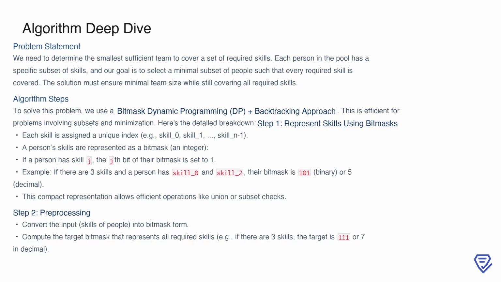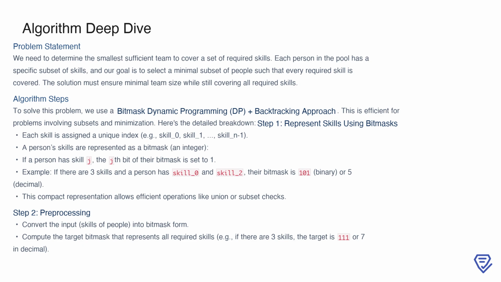First, we represent skills using bitmasks. Each skill is assigned a unique index, and a person's skill set is represented as a bitmask, where each bit corresponds to a skill. If a person has a particular skill, the respective bit is set to 1. For example, if there are 3 skills and a person has the first and third skills, their bitmask is 101 in binary, or 5 in decimal. This compact representation allows us to perform efficient operations like union and subset checks.